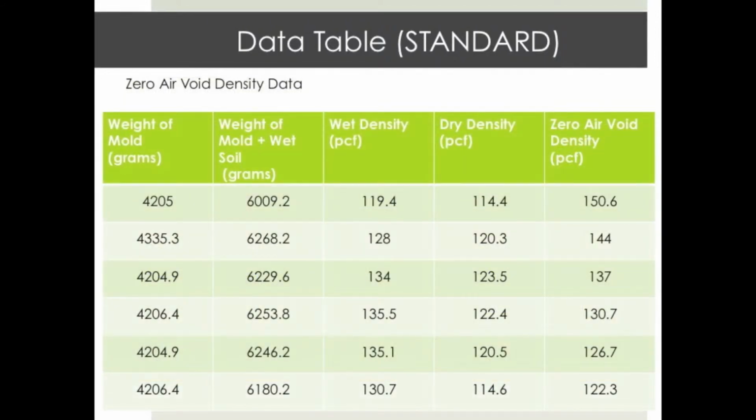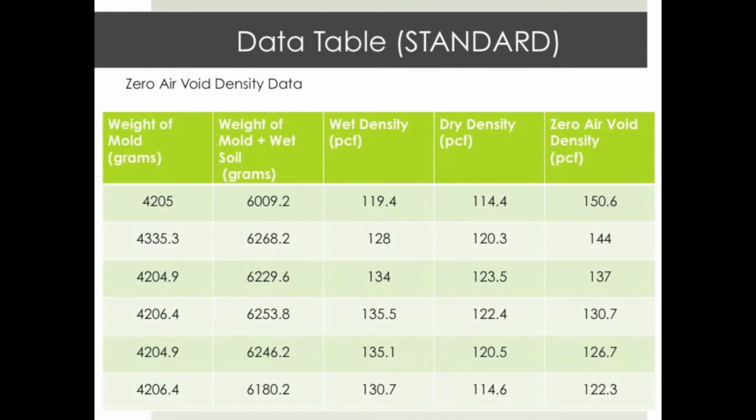Since the standard Proctor mold is a known volume of 0.0333 cubic feet and we have a known weight, we can easily calculate what is known as the wet density. From the moisture content, the dry density can be tabulated.